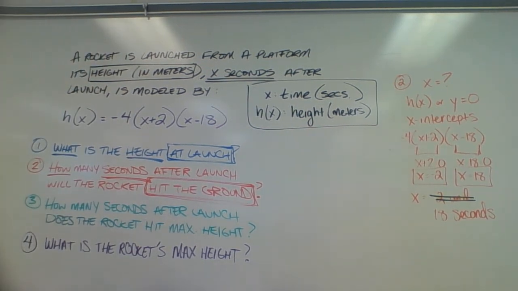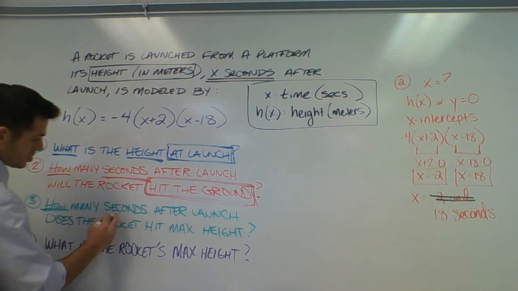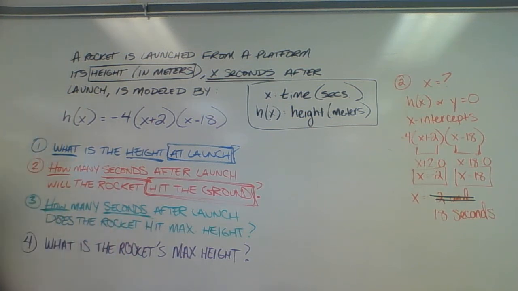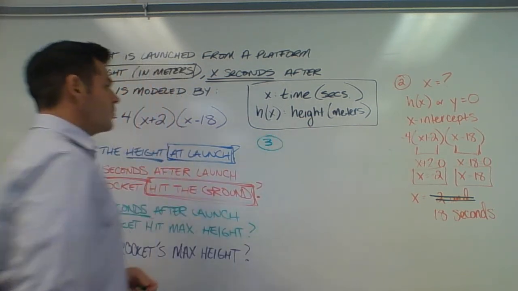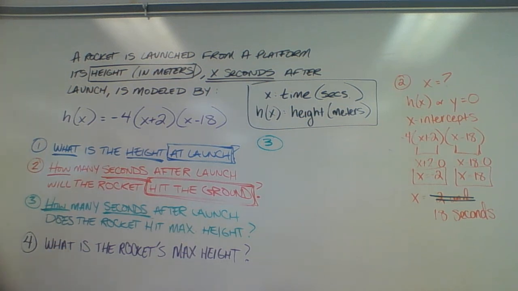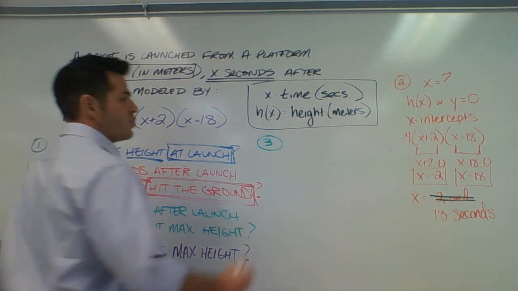The third question says, how many seconds after the launch does the rocket hit maximum height? Again, going through the questions and the words in that problem, we see the word how as a question word, and it's asking for seconds. So once again, just like we did for number 2, we have to understand that the question is asking us to figure out a measurement of time.